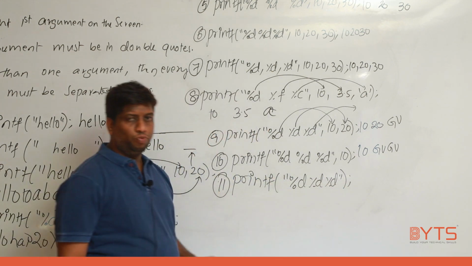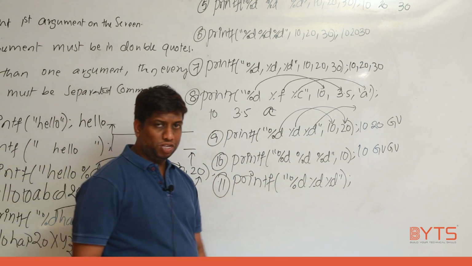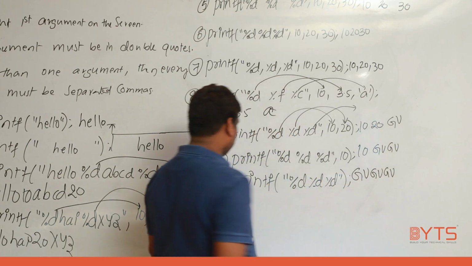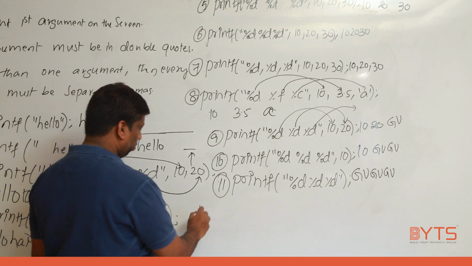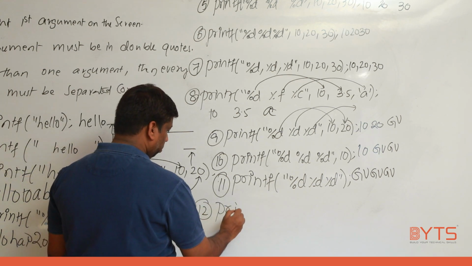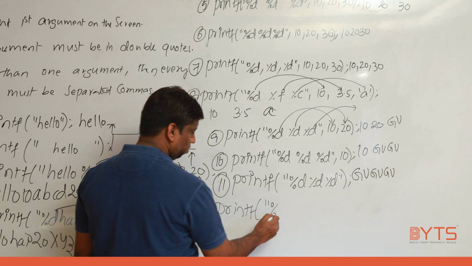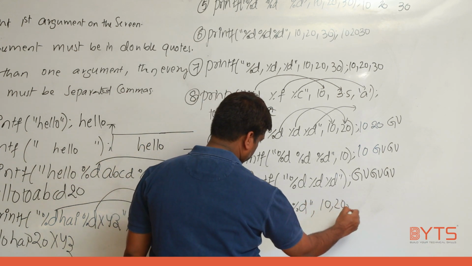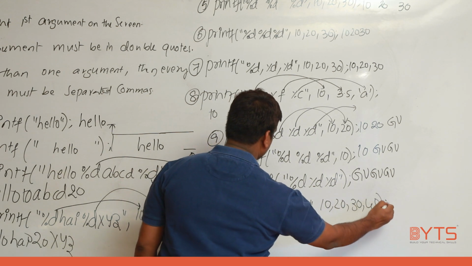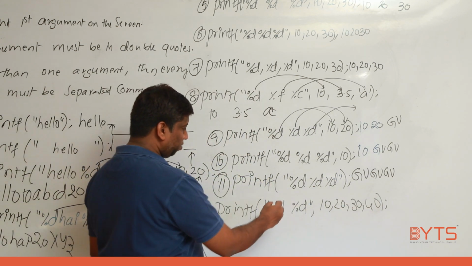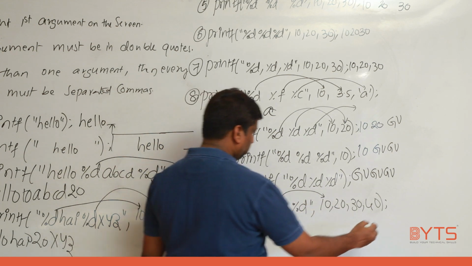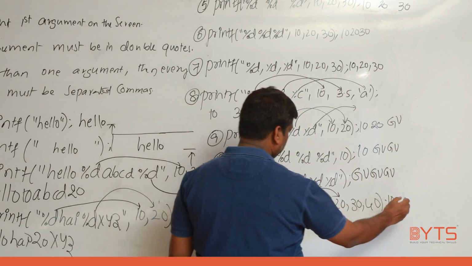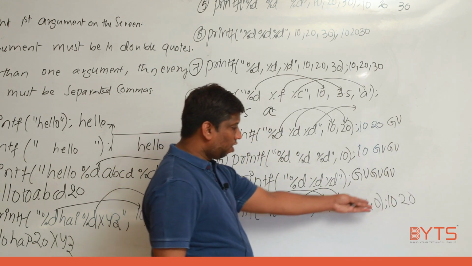Now what is the answer? Well, for any format specifier there is no matching argument. That is the reason answer is garbage value, garbage value, garbage value. Next, 12th one. See here. This is very important. Well, so we already told first format specifier is matched with the second argument 10. Second format specifier is matched with the third argument 20. That's all. If there are extra arguments, I don't really care.